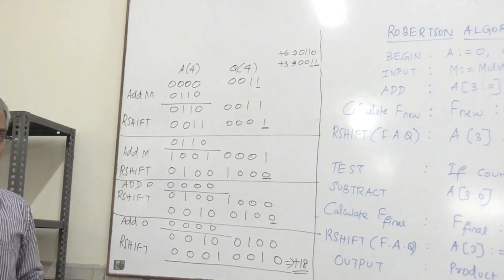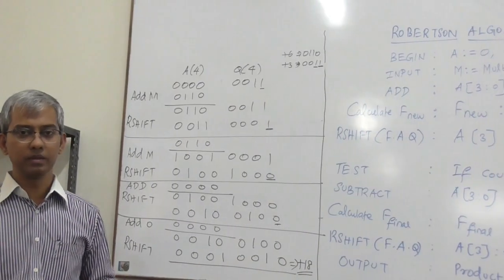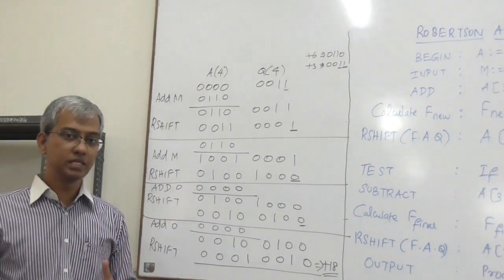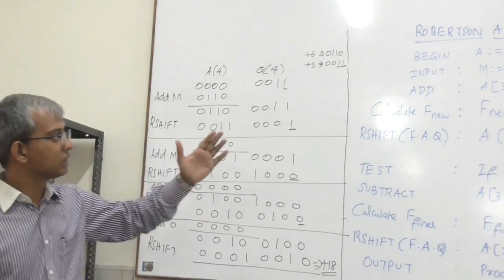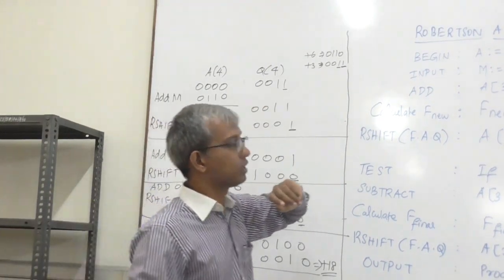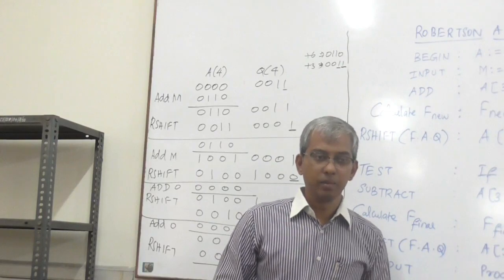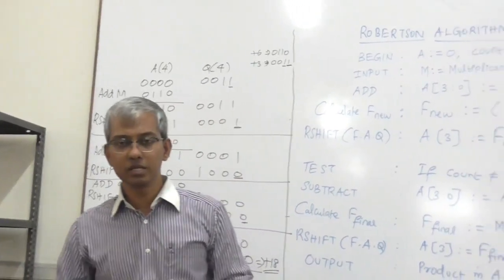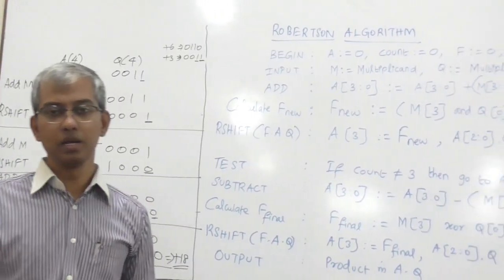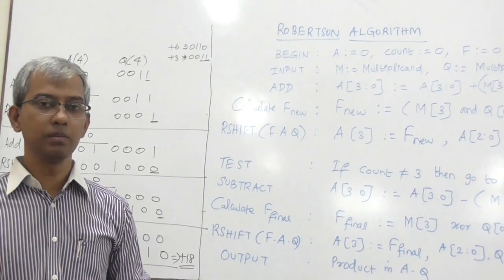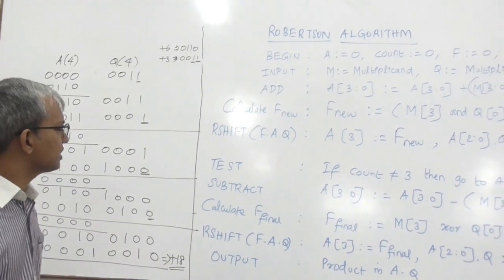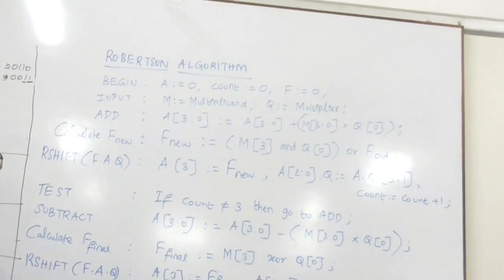For signed numbers, there are algorithms available. We are going to see one multiplication algorithm called Robertson. Robertson, Booth, and modified Booth are some of the signed 2's complement multiplication algorithms available in literature. So this is the complete algorithm.